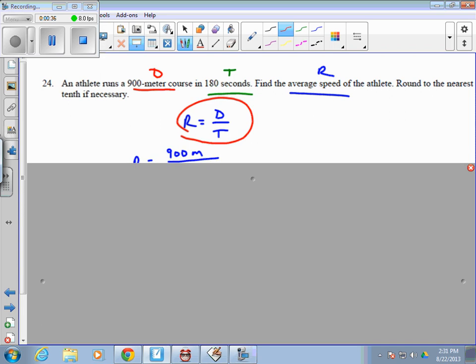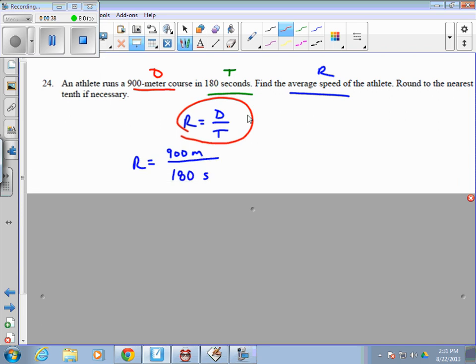So we'll plug in the values we know. Rate we don't know, so we'll plug in an unknown, which is R. D we know is 900 meters, and time we know is 180 seconds. So all we did right there was substitute in the given values. So we have 900 meters divided by 180 seconds.